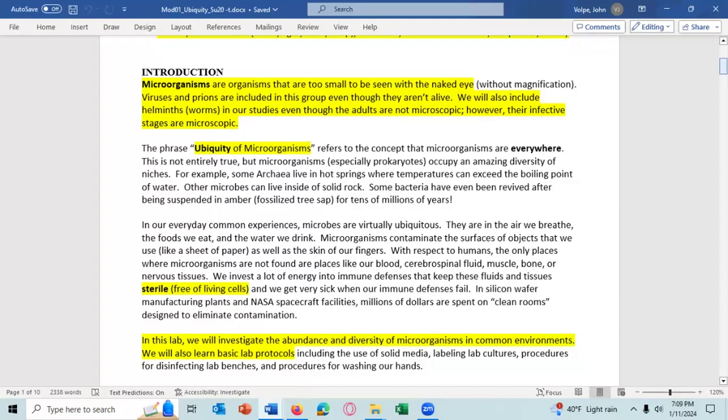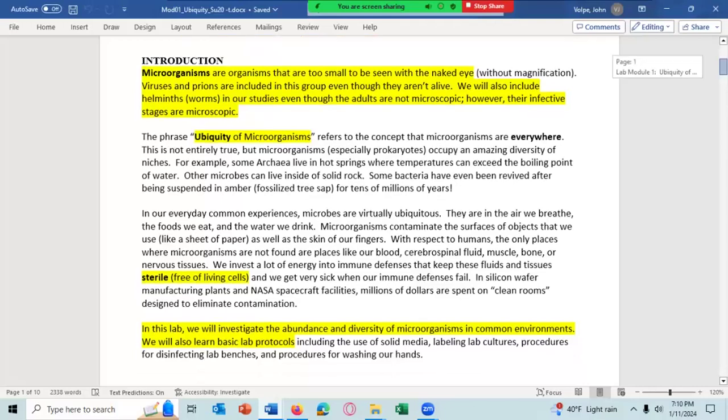Something that is sterile is something that is free of living cells, including microbes. So when you come into a lab and you get a sterile media, it will be autoclaved to ensure there are no microbes in the media. In this lab, we'll investigate the abundance and diversity of microorganisms in common environments, and you'll also learn some basic lab protocols.